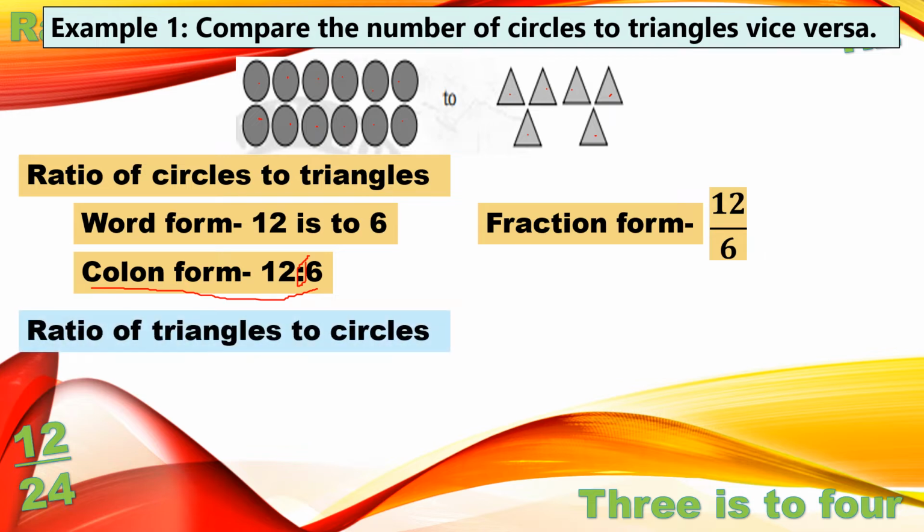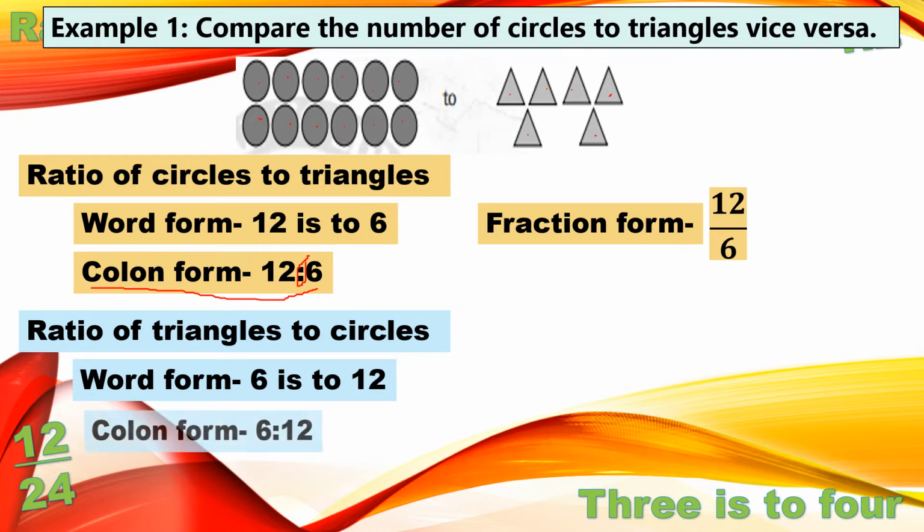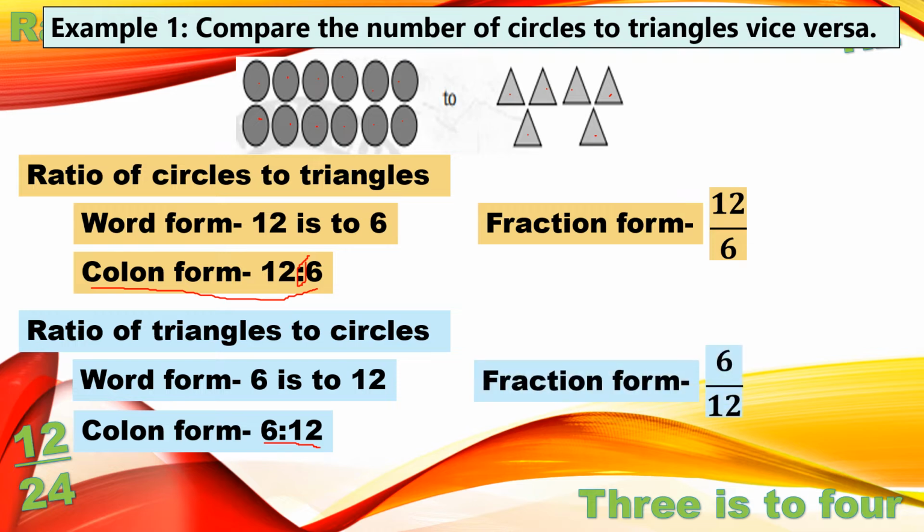So vice versa, ratio of triangles to circles. Word form, 6:12. Column form, so 6:12. And fraction form is 6/12.